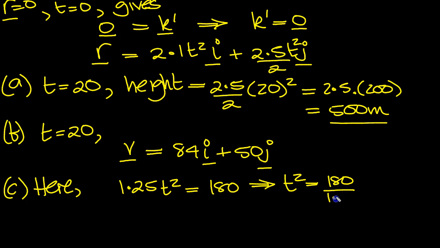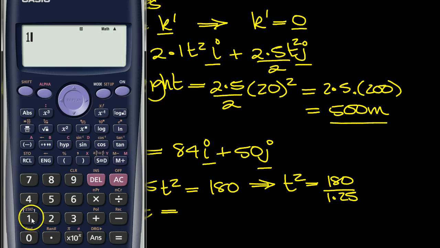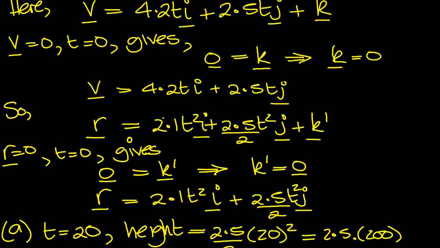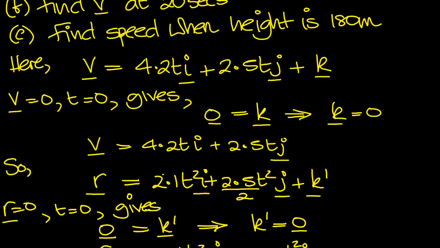180 over the 1.25. So that tells us what t is. Square root of this. So we've got 180, divided by 1.25, which is 144. So the square root of that is 12. Because this time is positive, isn't it? So we take the positive square root. t is 12 seconds, and that was when the height is 180.